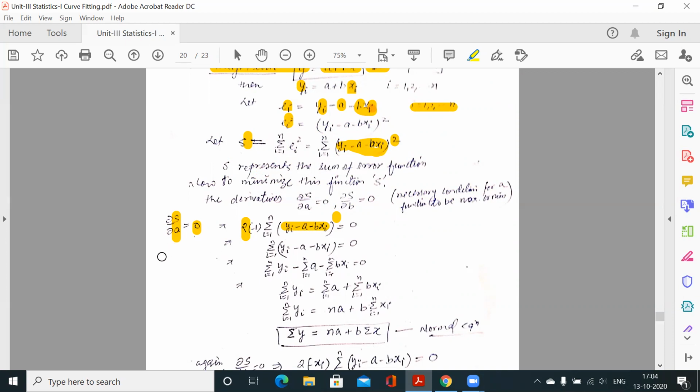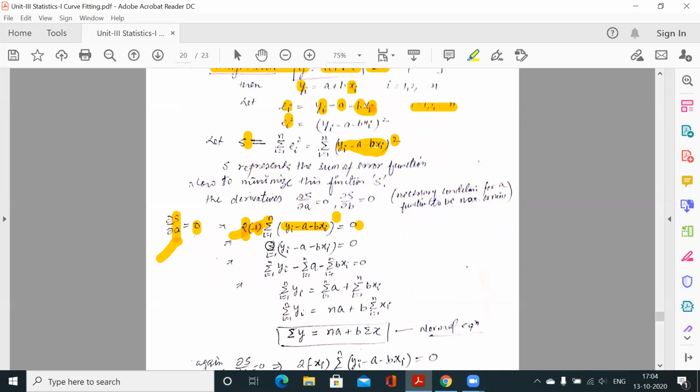We are making the differentiation with respect to a, so 0 minus 1 minus 0, this is again constant with respect to a, so minus 1 is there. Now this is constant, 2 minus 1 is equal to 0, so this can be eliminated, means we can divide by minus 2 here, so we will get this equation.